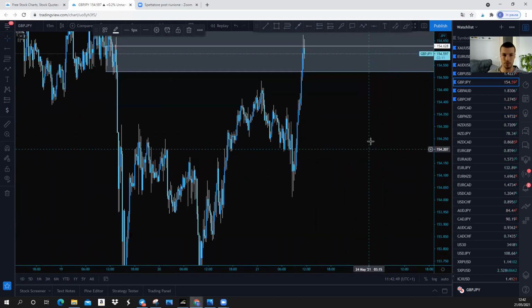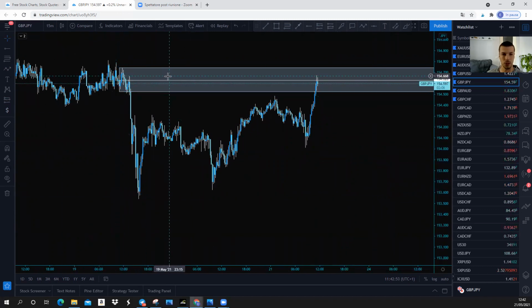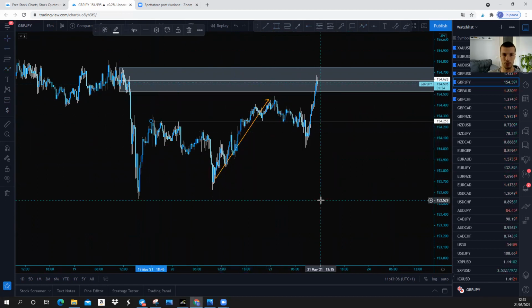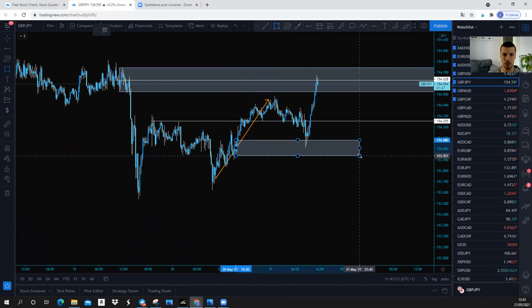So let's see. 5 and 15 minutes, you have, of course, supply right here. But of course, you can see if we are trading market structure, we see a break of market structure right here. This is a breakout of the previous structure right here, as you can see. Breakout to the upside, retracement. This retracement is retracing to this demand area.